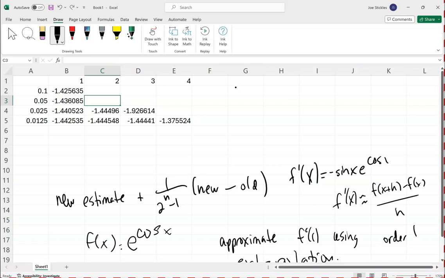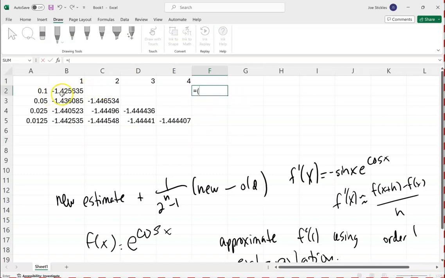I must have deleted something. That was weird. Do it this way. There we go. I bumped it with my hand. Times e to the cosine x. So your f prime of 1 would be negative sine of 1 times e to the cosine 1. Right? So if I go over here and look at, here's your estimated value. The true value should be what I get when I plug in 1 into this, right?